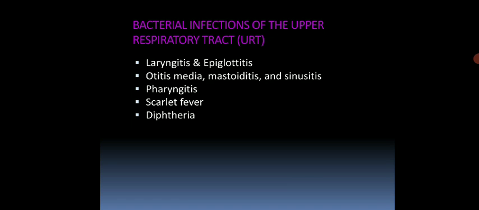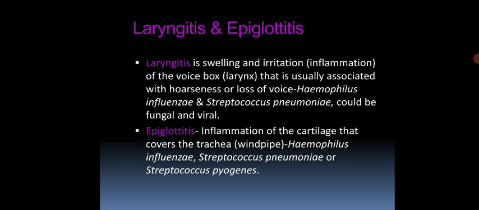Now, what are the bacterial infections of the upper respiratory tract? It includes laryngitis, then epiglottitis, then otitis media, then mastoiditis, sinusitis, then pharyngitis, scarlet fever and diphtheria. So these are the main bacterial infections of the upper respiratory tract. We are going to study in detail each one by one. So first, laryngitis and epiglottitis.